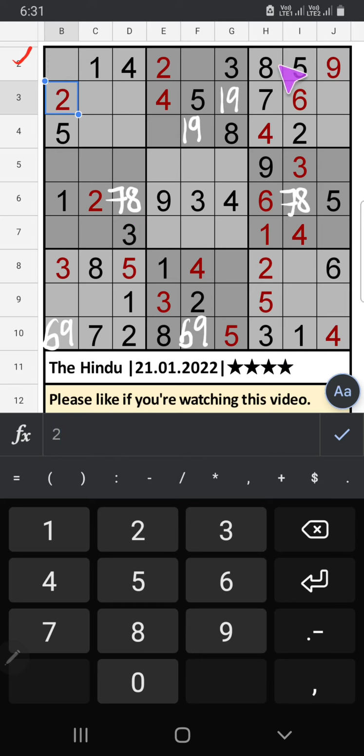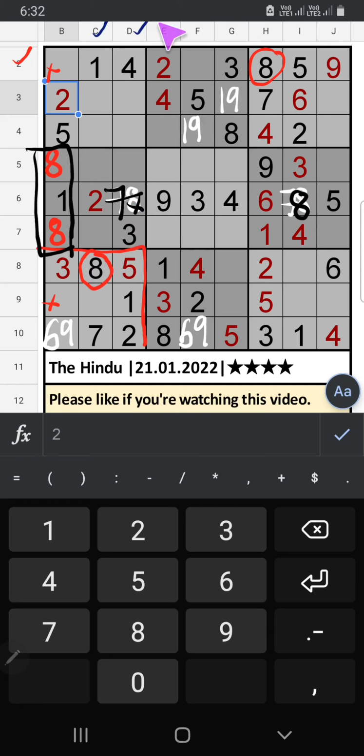Second row we have 8, so 8 can't come in this cell. In this grid also we have 8, so 8 can't come in this cell. 8 will come in any one of the cells, will confirm later. Since 8 is here, so 8 can't come in this cell, then 8 is confirmed here, then 7 is here.